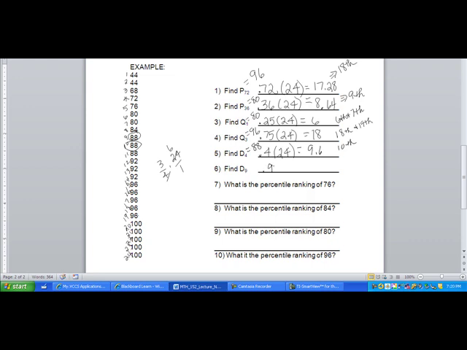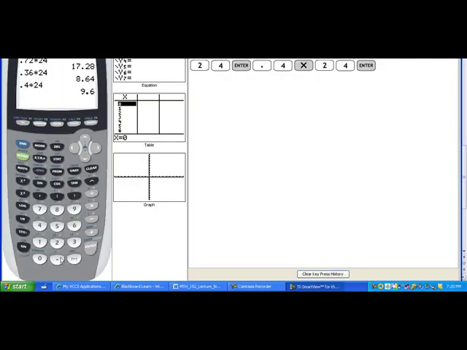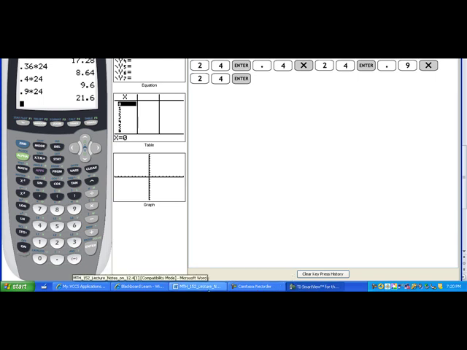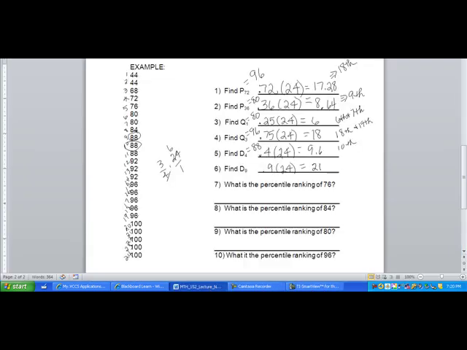The 9th decile would be 90 out of 100, or 0.9. Okay, so 0.9. Go back to my calculator. 0.9 times 24 is 21.6. So we want to take the 22nd value in the list, and I can see 21, 22, 23. Here's the 22nd one, it is 100.